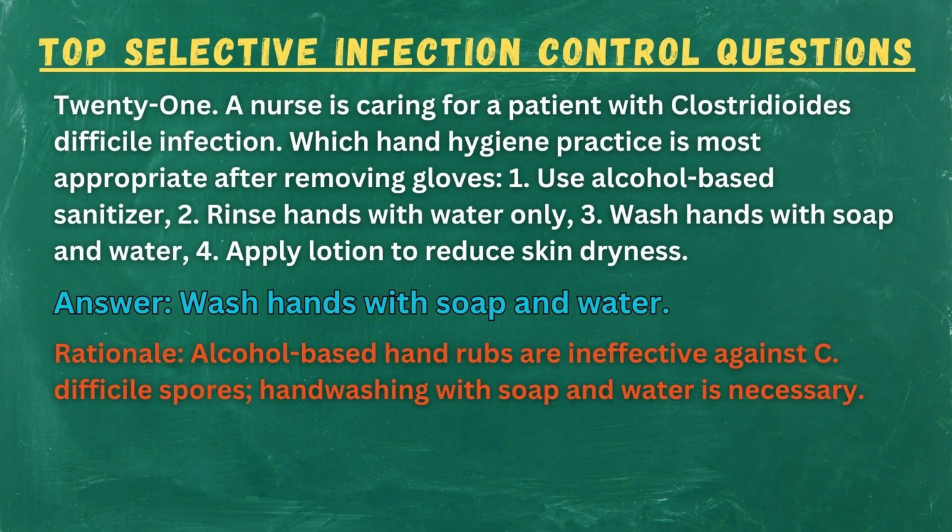21. A nurse is caring for a patient with Clostridioides difficile infection. Which hand hygiene practice is most appropriate after removing gloves? 1. Use alcohol-based sanitizer. 2. Rinse hands with water only. 3. Wash hands with soap and water. 4. Apply lotion to reduce skin dryness. Answer: wash hands with soap and water. Rationale: alcohol-based hand rubs are ineffective against C. difficile spores. Hand washing with soap and water is necessary.